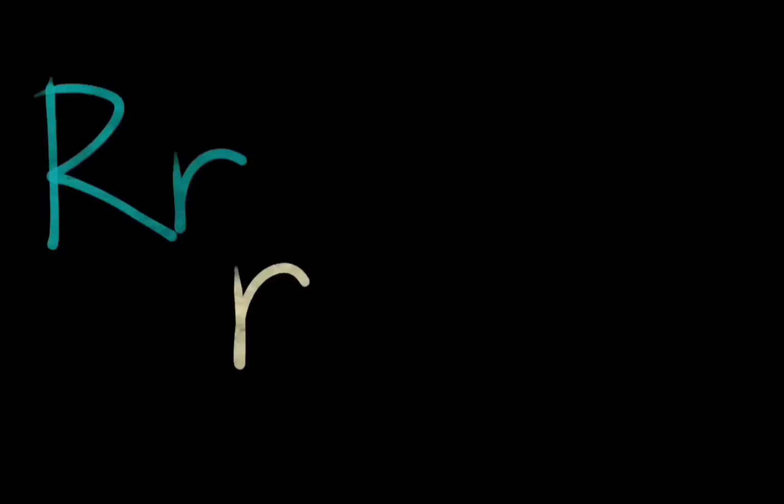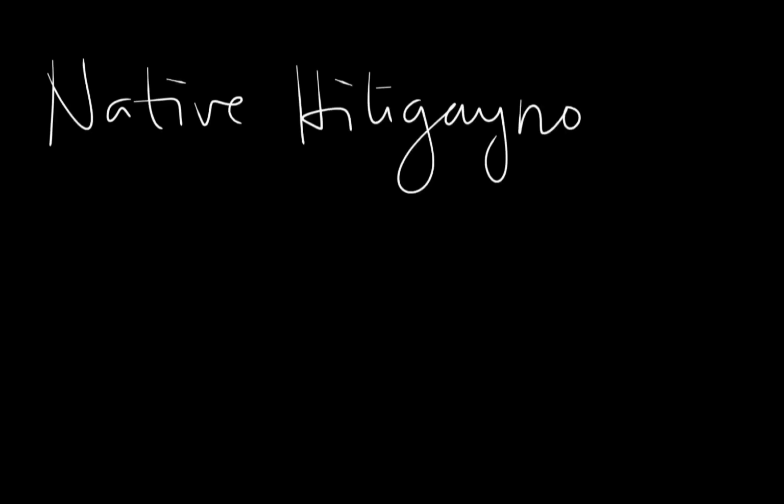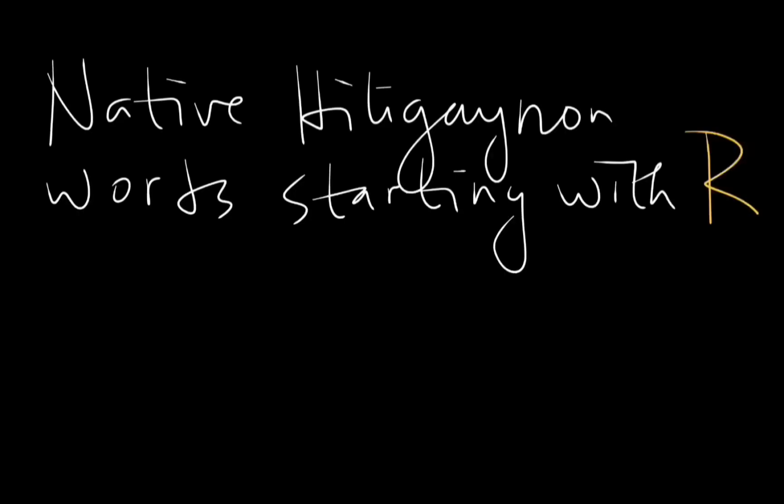This consonant rarely appears at the beginning of native Hiligaynon words. It usually positions itself in the middle of a word, and it never appears at the end of native Hiligaynon words. Here are examples of native Hiligaynon words starting with the consonant ra.